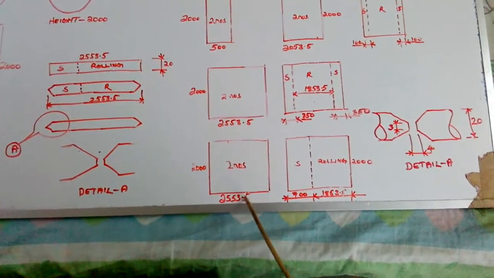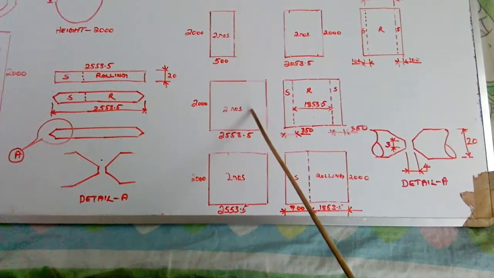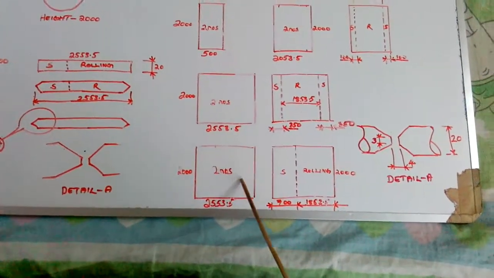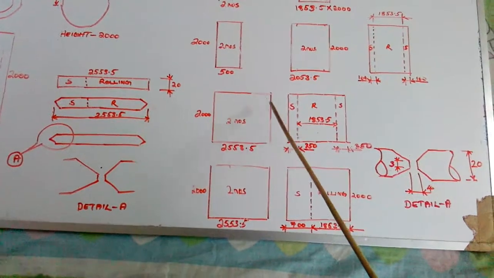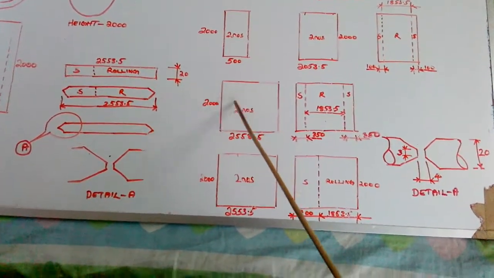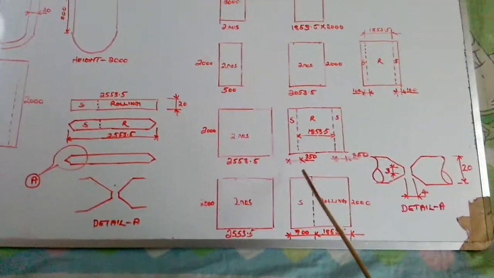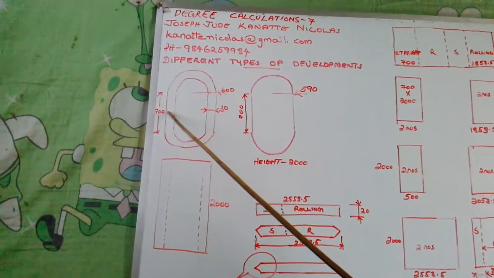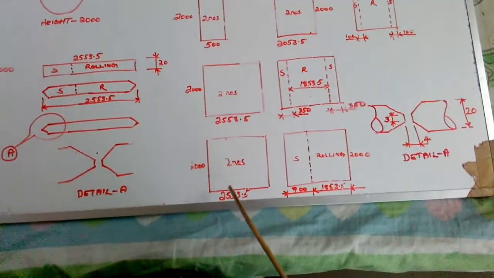2553.5. It is the same as this one, because here one half round rolling is there and one half of the straight portion and half of the other straight portion are there. Here also the same things are there. One half round rolling is there. Here two straight half portions are at both ends. One half is here, one half is here. These two halves have come on one side.